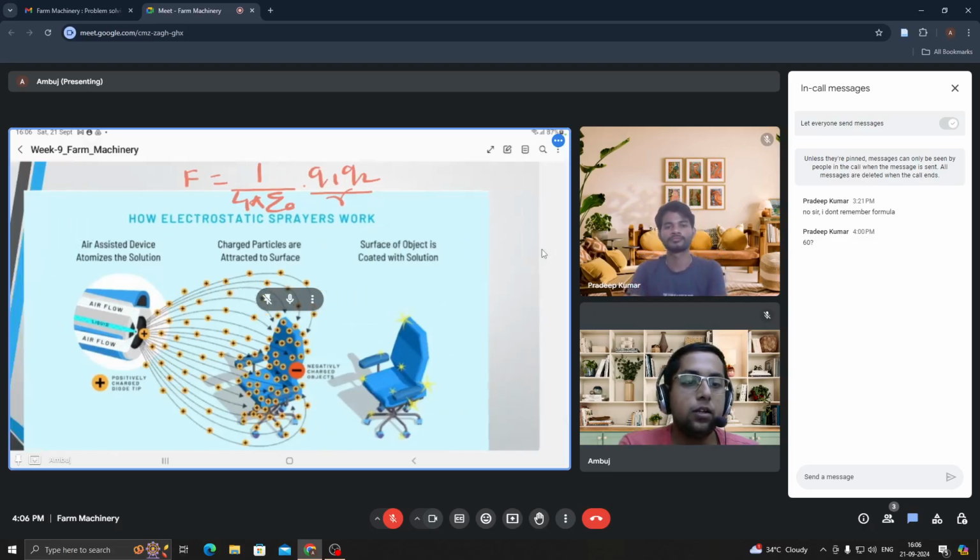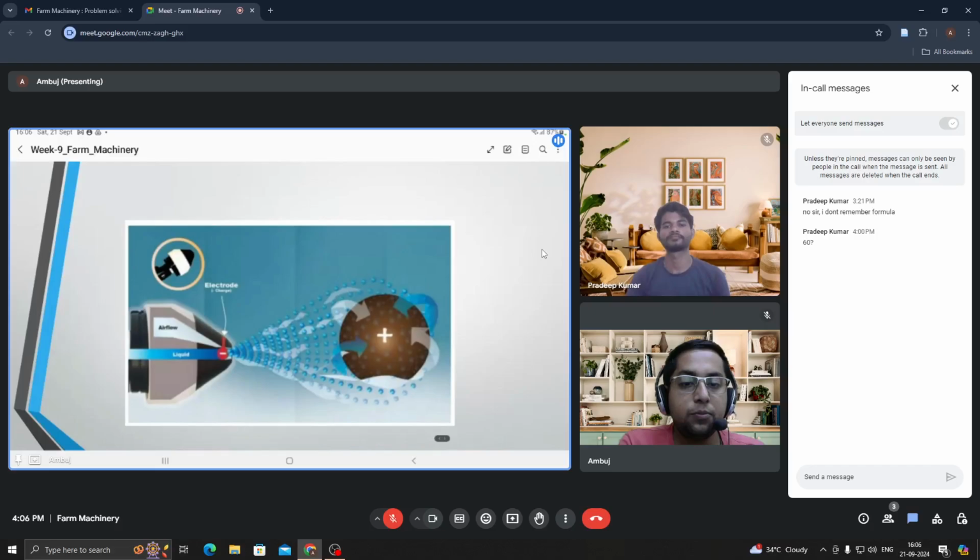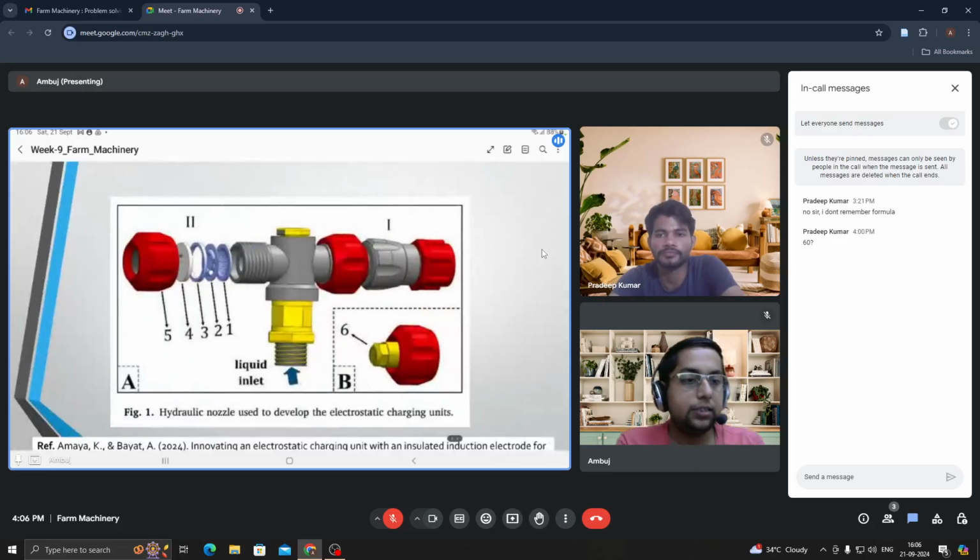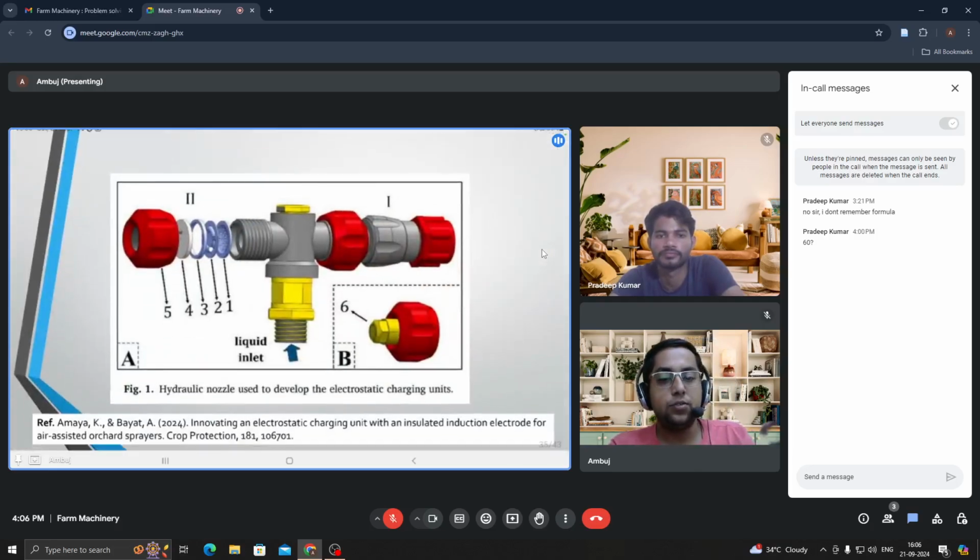Then how to induce the charge, that has been provided. In the detailed view of my nozzle, you can see airflow is there as well as liquid flow, and charging is happening. This is a particular reference which I have taken. See here, this is a cross-sectional or exploded view of the electrostatic charging unit with an insulated induction electrode for an air assisted or charged sprayer. Okay, a tractor mounted air assisted charged sprayer.